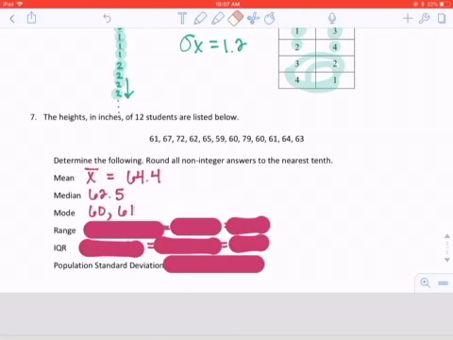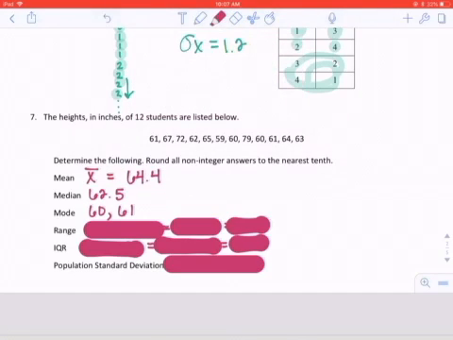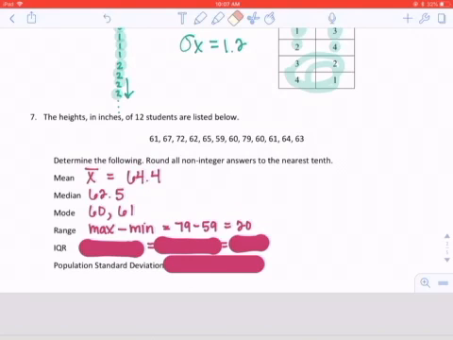Your mode is what appears the most, and there are 2 numbers that appear equally the most. 60 appears twice, and so does 61. So the mode is 60 and 61. Okay, and the range is the max minus the min, so that here is 79 minus 59, which gives us 20. The IQR is Q3 minus Q1, which is 66 minus 60.5, which is 5.5.